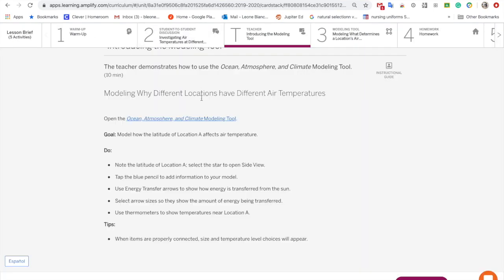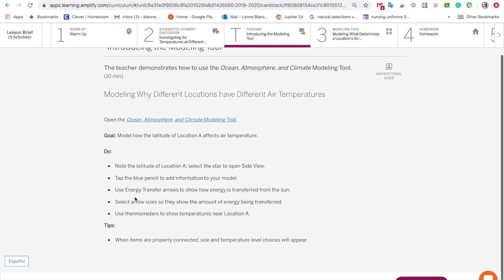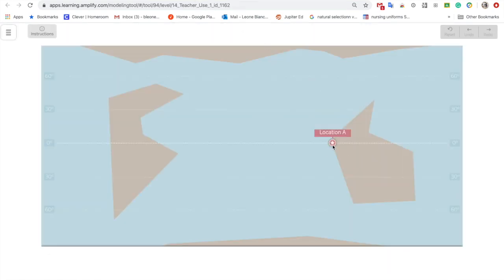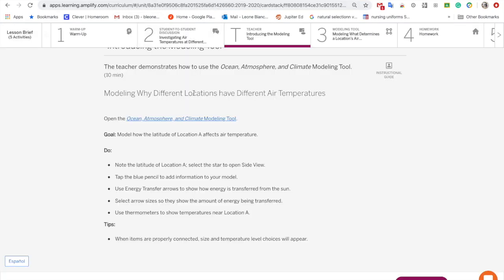this part right here. I'm going to open up the modeling tool. Again, where I got it from was Ocean, Atmosphere, and Climate. And it asks you for the goal, model how latitude of location A affects the temperature. So I'm going to go to location A. And then it says, note the latitude of location A. Select the star to open the side view.